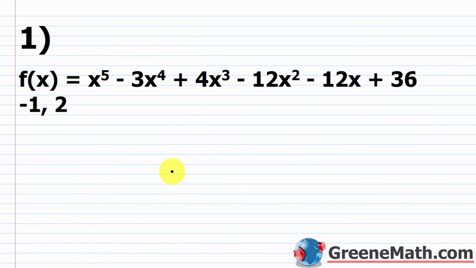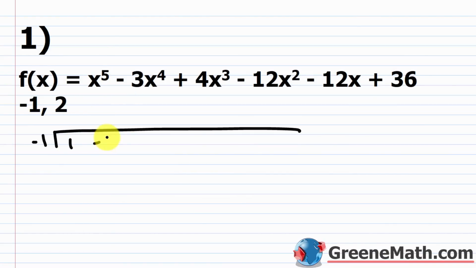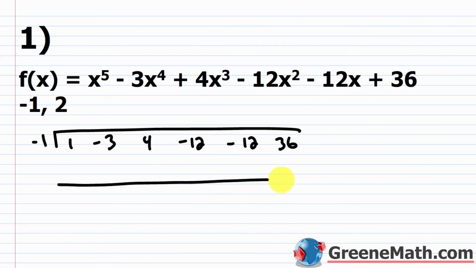So we're going to use synthetic division. Again, if you want to plug in, that's fine as well. I'm just going to go -1 out here, and then we'll put a 1, a -3, a 4, a -12, a -12 again, and then a 36. Hopefully you know how to do synthetic division at this point. So we're going to drop down this 1. -1 times 1 is -1. Then -3 plus -1 is -4.